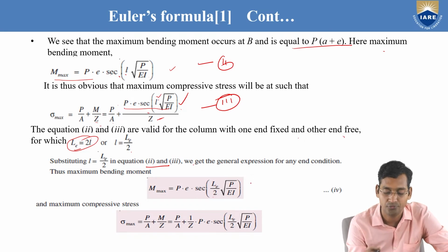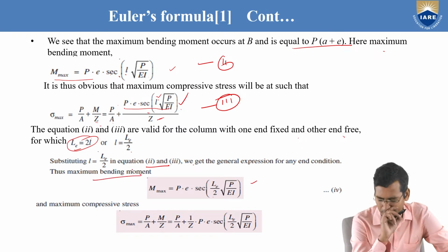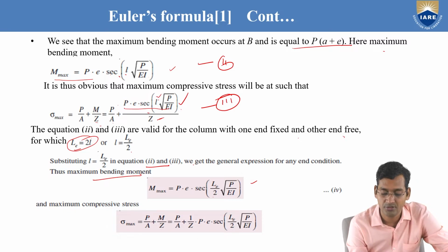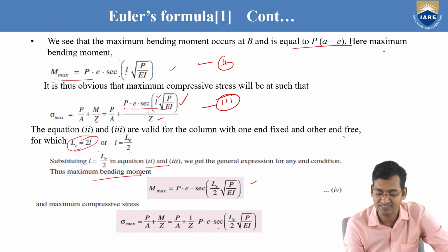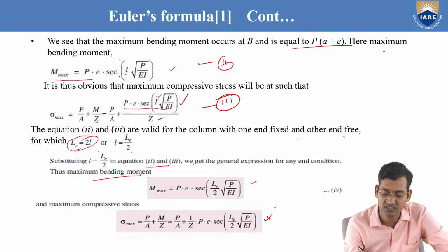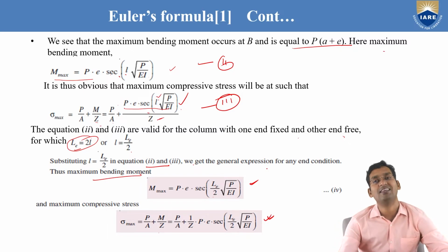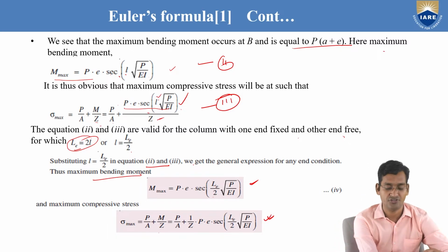So this is for the maximum bending moment. And the maximum compressive stress will be P by A plus M by Z. After substituting, as we already saw, P by A plus 1 by Z into P E secant of LE by 2 root P by EI. So this is the maximum compressive stress, and this is the maximum bending moment in case of eccentricity.